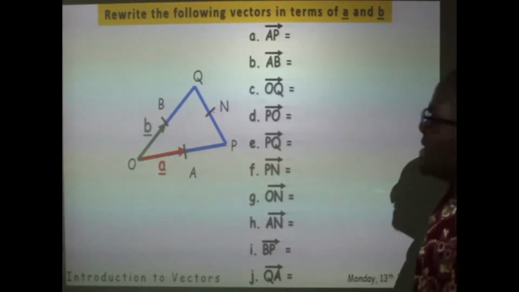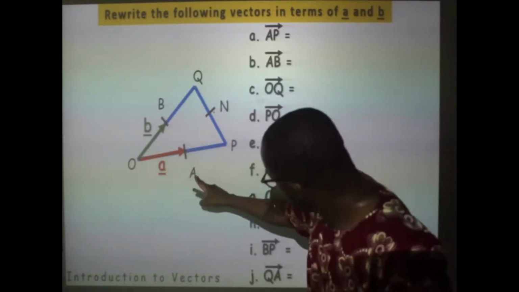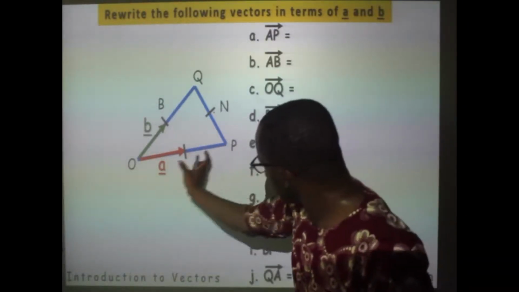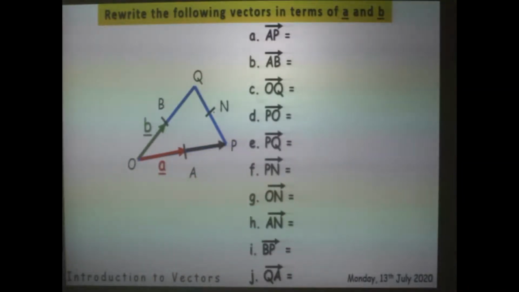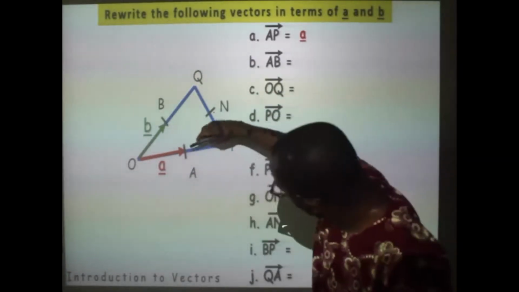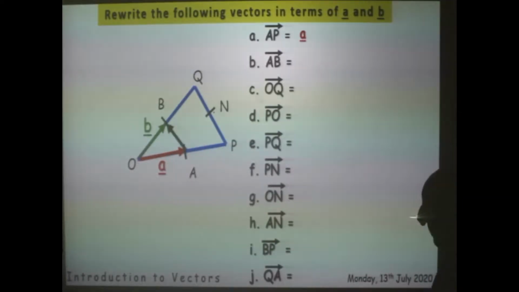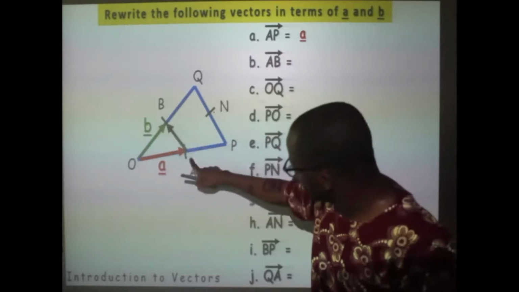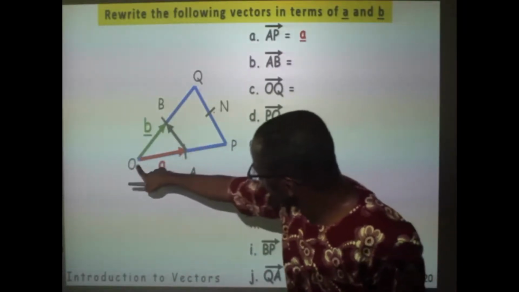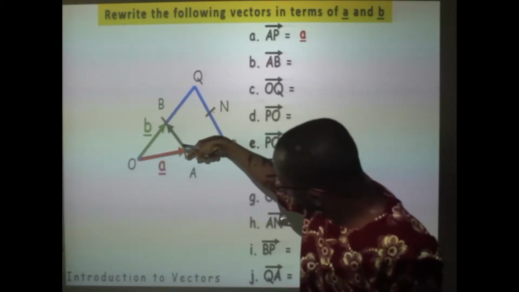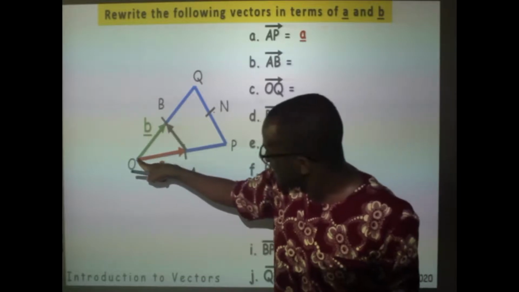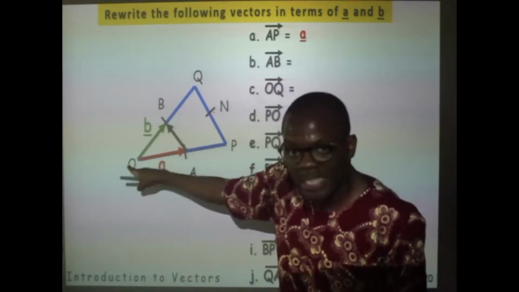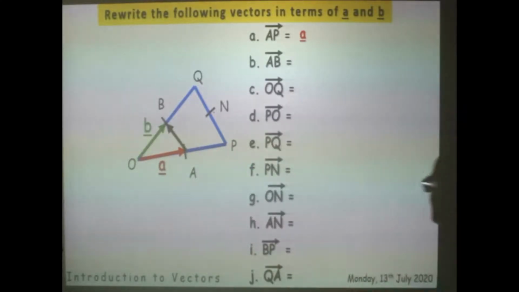AP. Let's start with AP. AP is what? Look at AP. AP is exactly the same as OA. So that is A. How about AB? AB, aha. To go from A to B, let me just show an arrow so you see clearly. To go from A to B would be the same as going from A to O and then O to B. Now, going from A to O, you're going in the opposite direction, so that's going to make that negative, and then O to B. So it's going to be minus A plus B. Exactly. Minus A plus B.